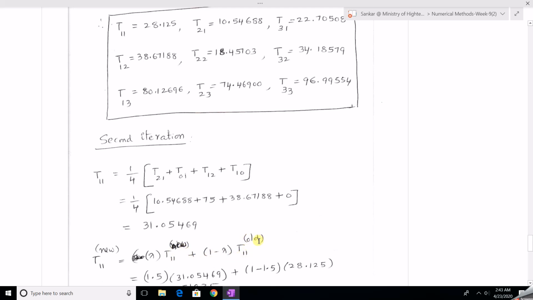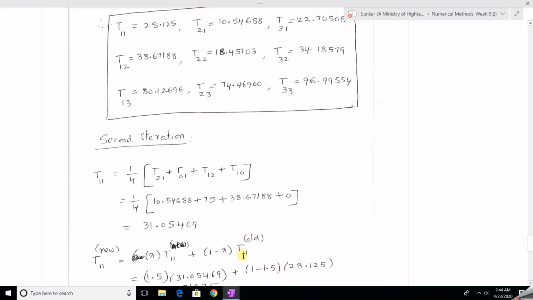Let us see what values we keep for new and old here. T11 new is the latest value we got, so T11 new is this one, 31.05469. So we keep this value for T11 new, and lambda is 1.5. T11 new is 31.05469 plus 1 minus lambda, which is 1.5, times T11 old.